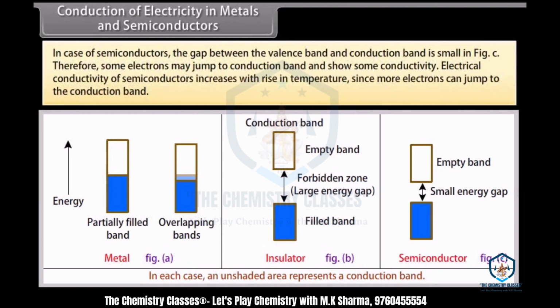In the case of semiconductors, the gap between the valence band and conduction band is small, as in figure C. Therefore some electrons may jump to the conduction band and show some conductivity. Electrical conductivity of semiconductors increases with rise in temperature since more electrons can jump to the conduction band.